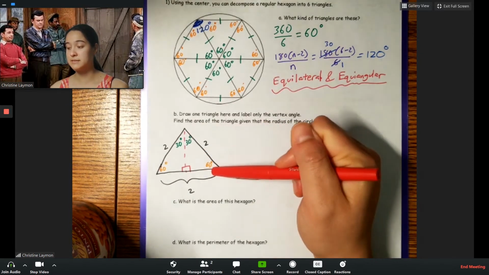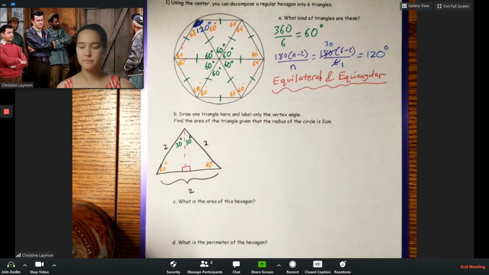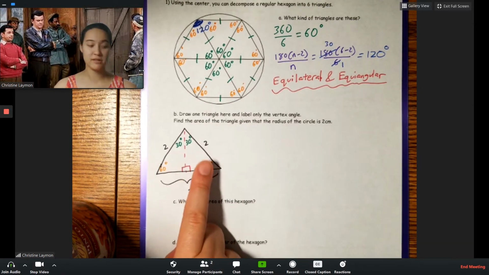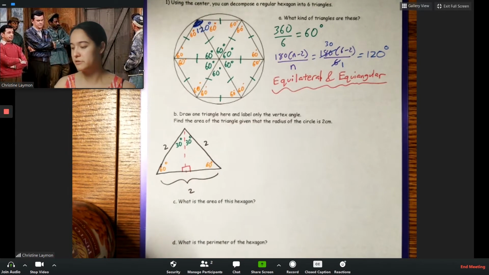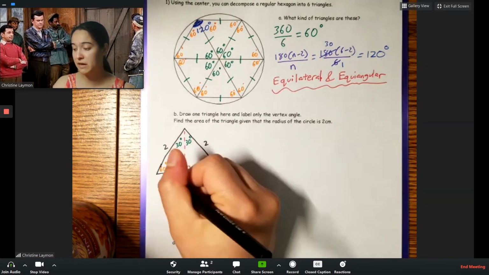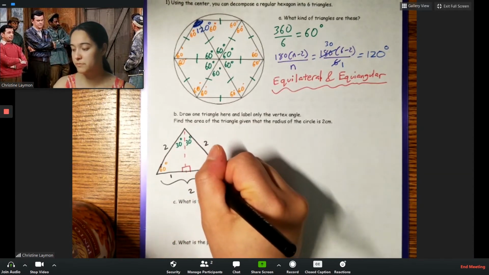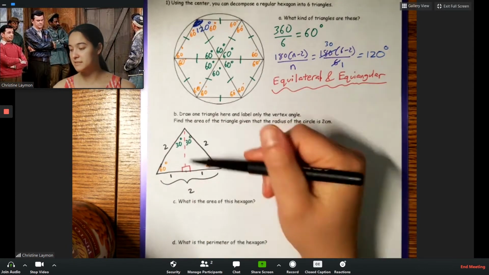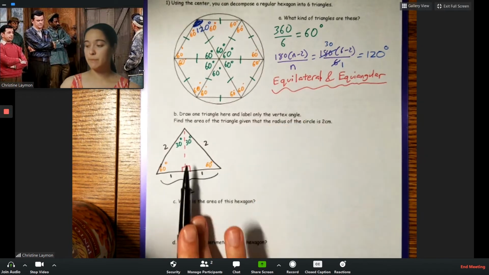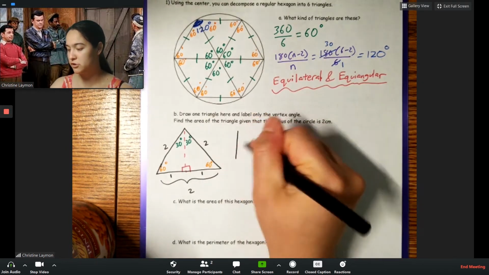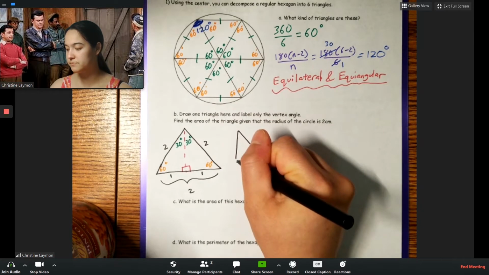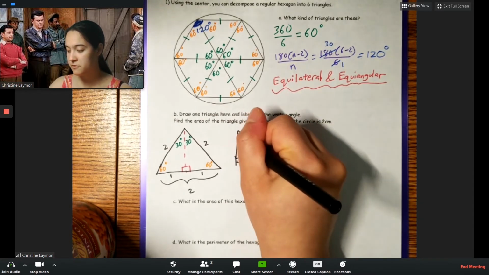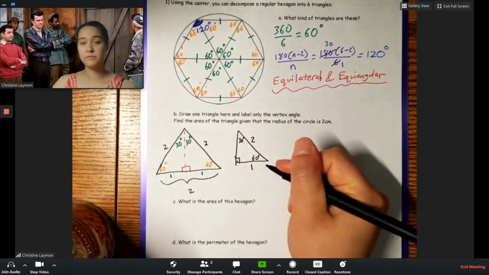30, 60, 90 triangles. Now, notice the left triangle and the right triangle. If they are congruent, that means this 2 has been cut in half. This is a 1, and that is a 1. What we need to find next is the height. So I'm going to go ahead and separate this triangle one more time, just to make sure you're really clear at what I'm looking at. So right angle, 60 degrees, 30 degrees, 2, and 1.